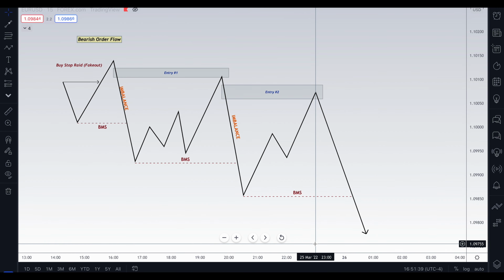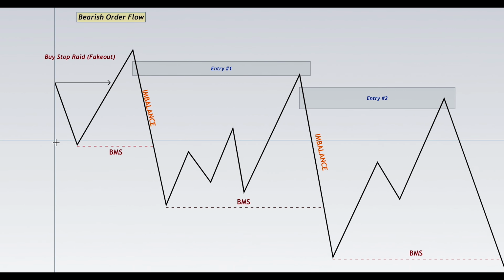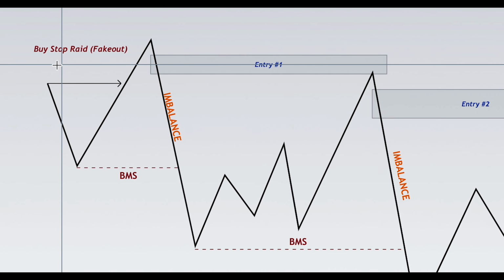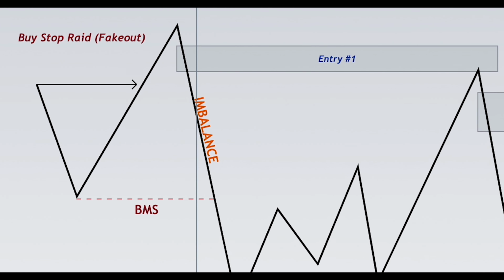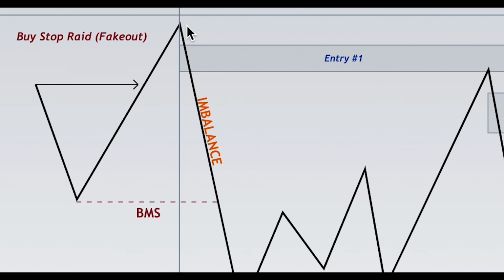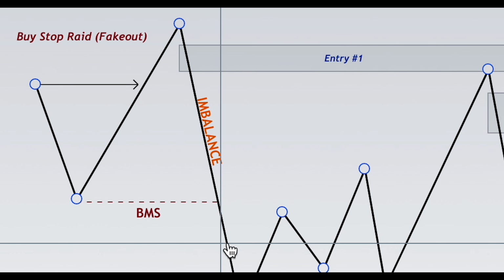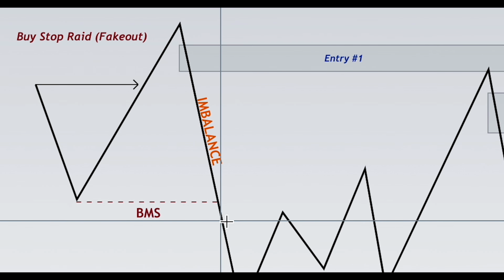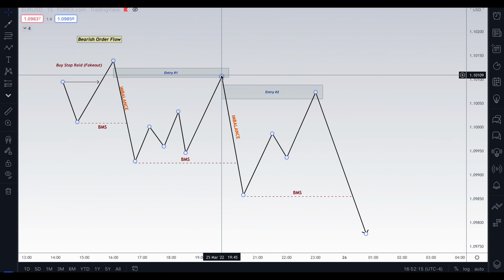Here you see bearish order flow, and you just see everything in inverse. So right here, you got that buy stop raid or that fake out. Here that happens. So you get that liquidity taken, and then you have that order block that's created up here. It creates an imbalance, breaks market structure, comes back up to that first point of entry, right?